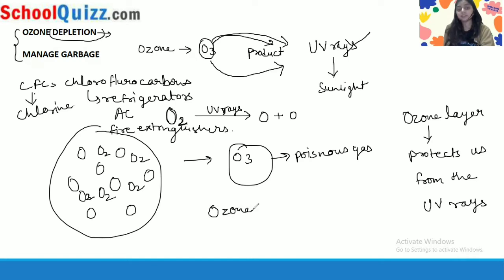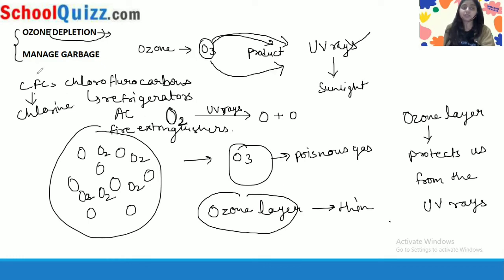The chlorine reacts with the ozone layer, so this ozone layer becomes thin, and in the Antarctica area this layer becomes extremely thin. This is called ozone depletion, where the ozone layer is affected by these chemicals, called chlorofluorocarbons. So the harmful effect on the ozone layer by these chemicals is called ozone depletion.